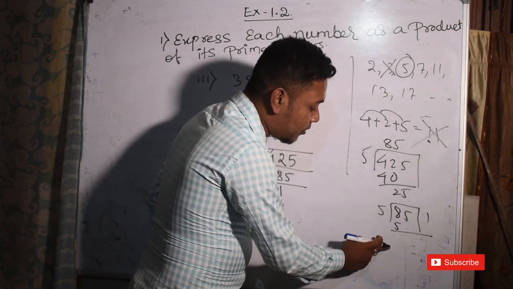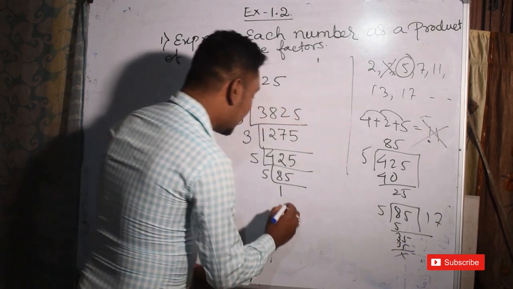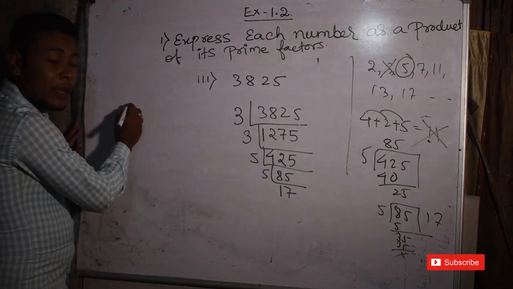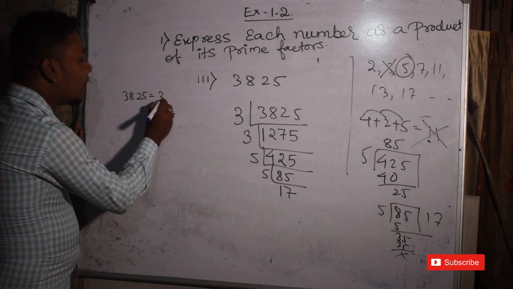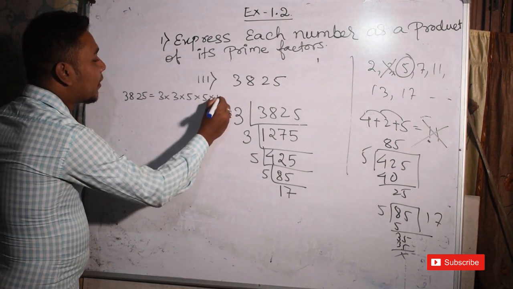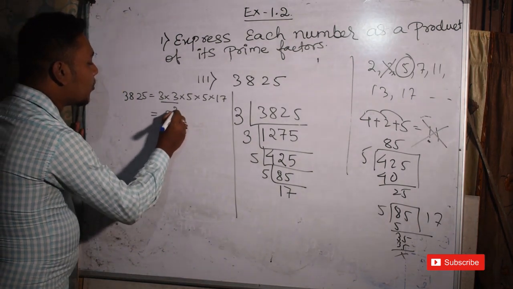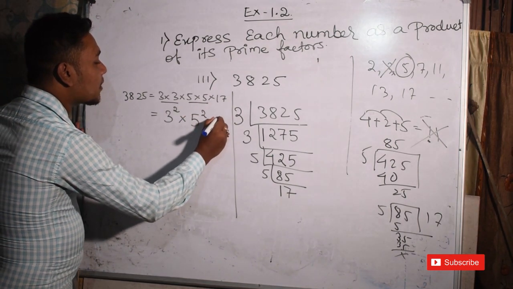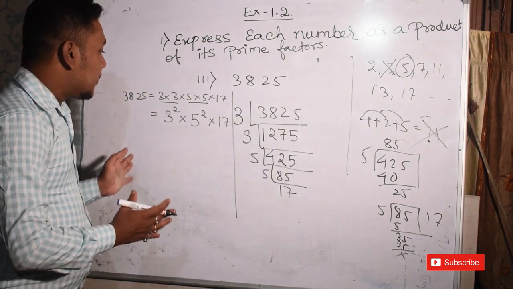1 times 5, 3, 5, 7 times 35. And 17 itself is a prime number, so no need to divide it again. So we can write, I hope you all can see, 3825 is equal to 3 into 3 into 5 into 5 into 17. So it becomes 3 to the power 2 into 5 to the power 2 into 17. I hope you all have got this process.